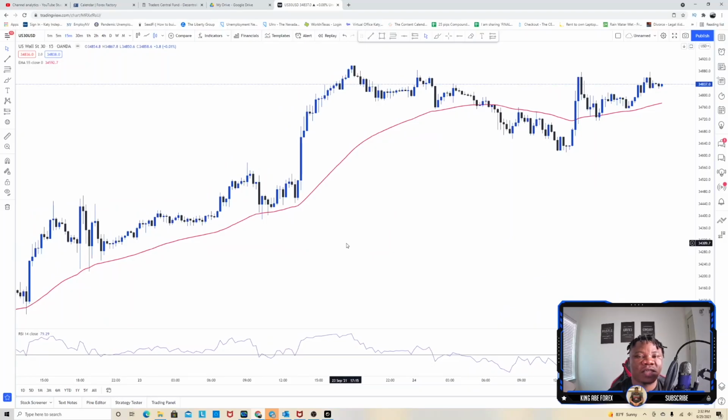For this US30 scalping strategy, we're going to be using two indicators.